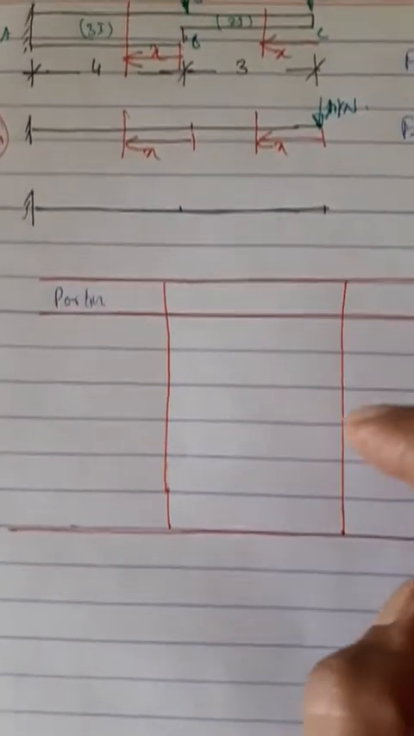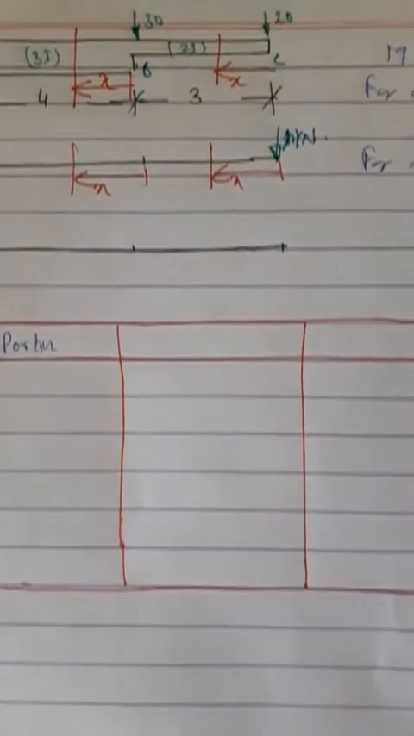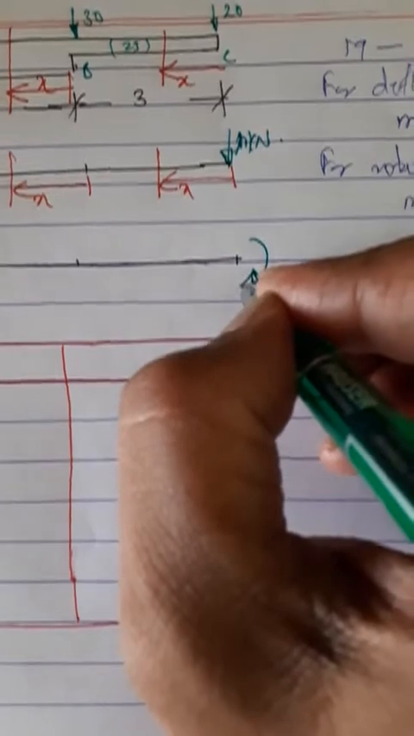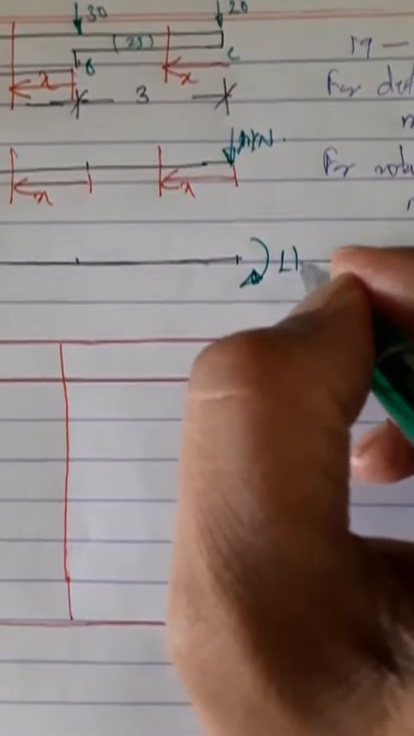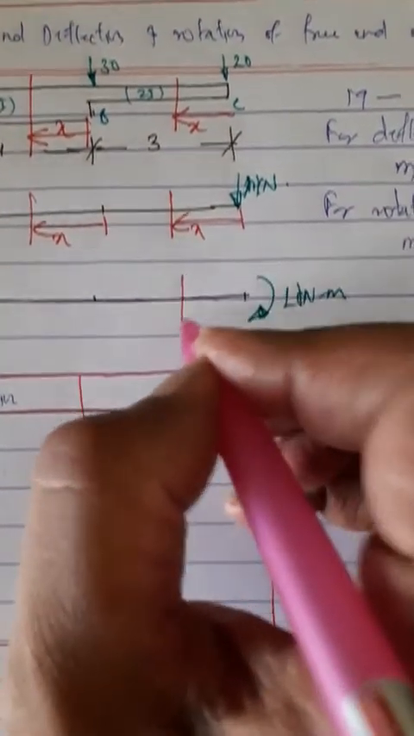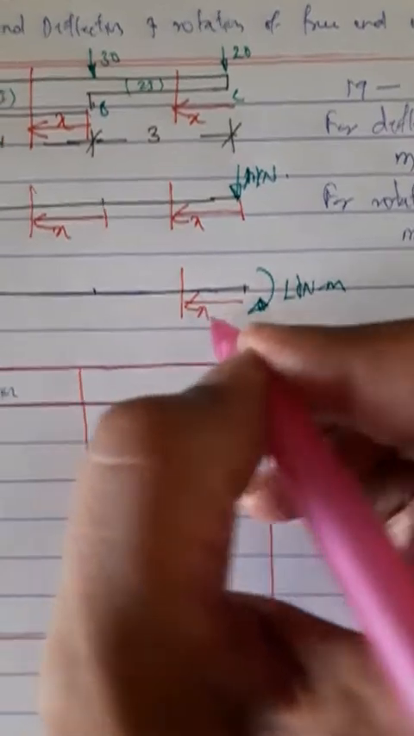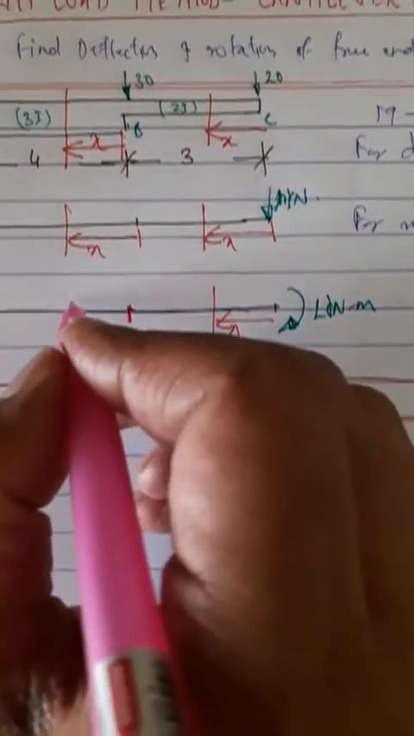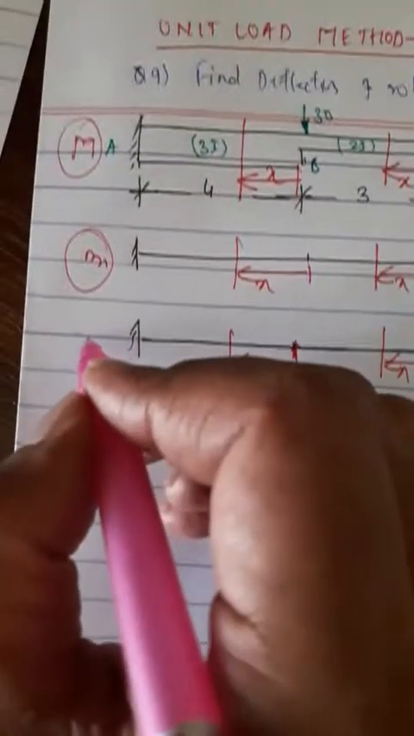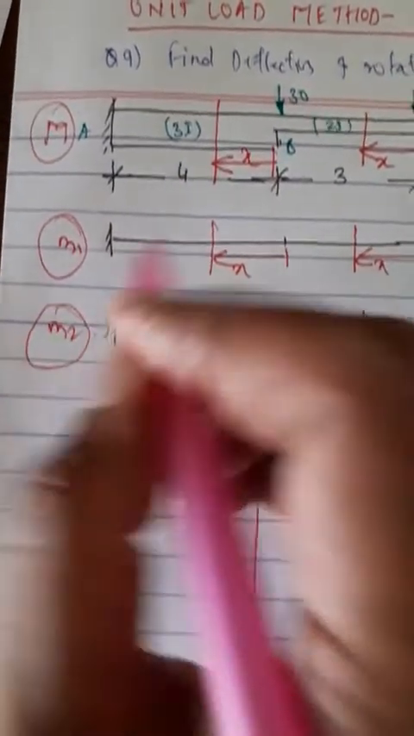Now, for rotation, apply unit couple. You may assume any direction. Unit couple 1 kilonewton meter at C. Now, for this, again, take sections in the similar way. X, X, let this moment be M2.